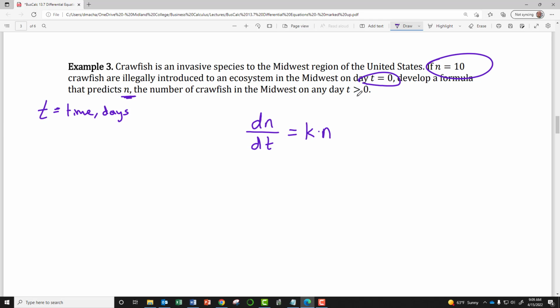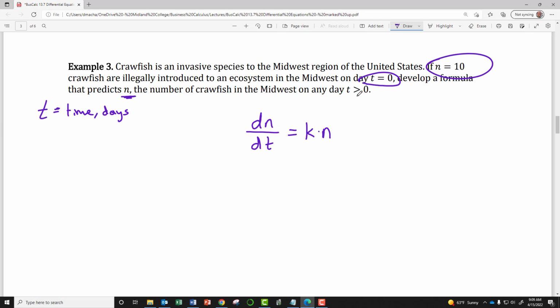Again, k is a constant. I don't know what it is because I don't know how quickly a new baby crawfish grows up and matures and finds a mate and starts producing new crawfish. So k would depend on how quickly the crawfish are mating. But without knowing that, I just know that it's a constant, and we call that the constant of proportionality when we say that the rate is proportional to the number of crawfish.